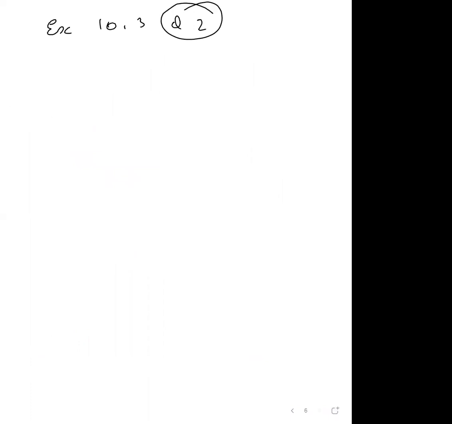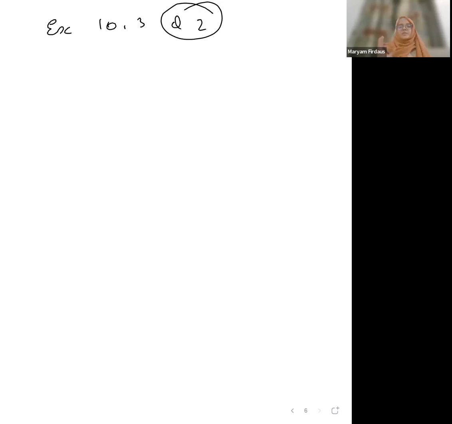Exercise 10.3 का question number 2 करते हैं, ठीक है? Okay. Can you read out the question? Construct an isosceles triangle in which the length of each of its equal sides is 6.5 centimeter and the angle between them is 110 degrees. हाँ, so now this is in words, right? So for us to construct this, it might be a little difficult if we don't draw the rough sketch. That's why it's always recommended to draw the rough sketch.